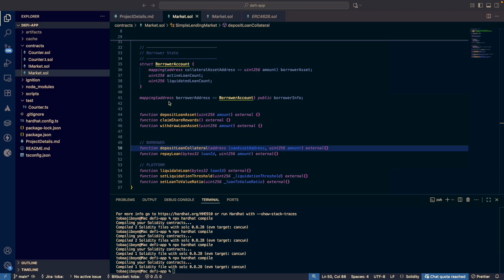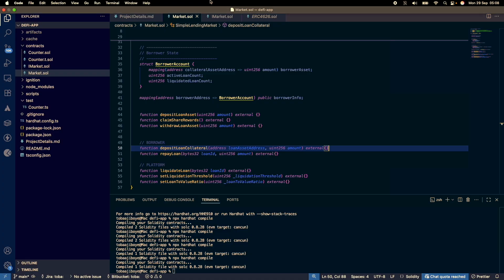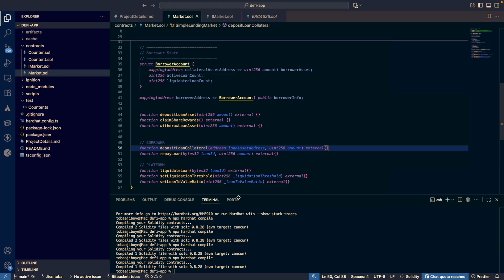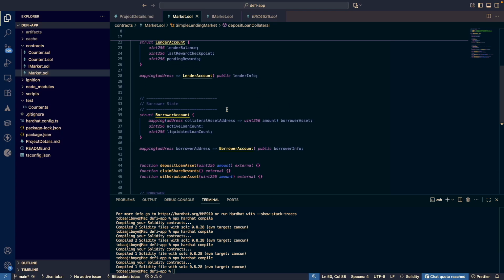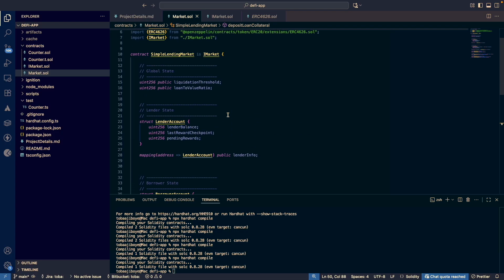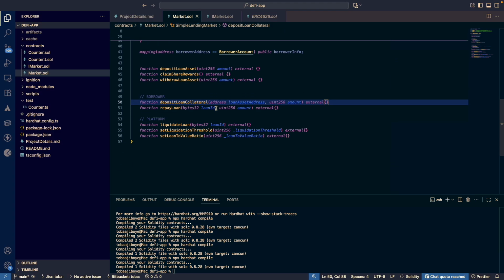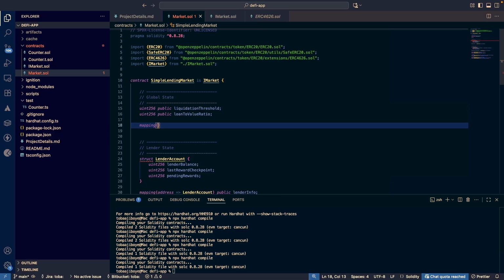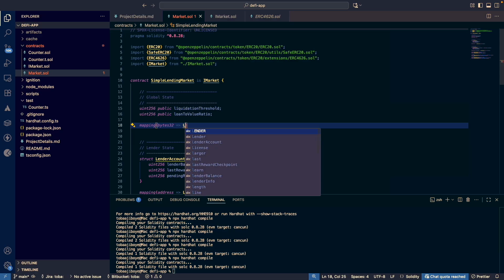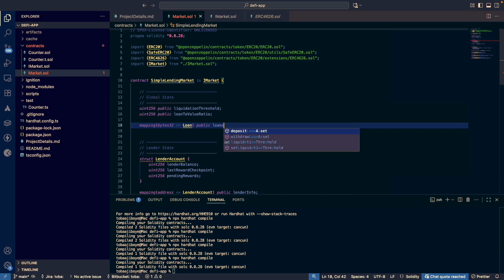The next thing that I want to potentially look at is the loan. Let's treat loan as well, okay? Which is loan ID, okay? Obviously, lender state, borrower state, global state. So the loan ID is part of the global state. So let's come here. Let's do a mapping of a bytes32, which is an ID, to something called a loan. And we'll have public and we'll call those loans.